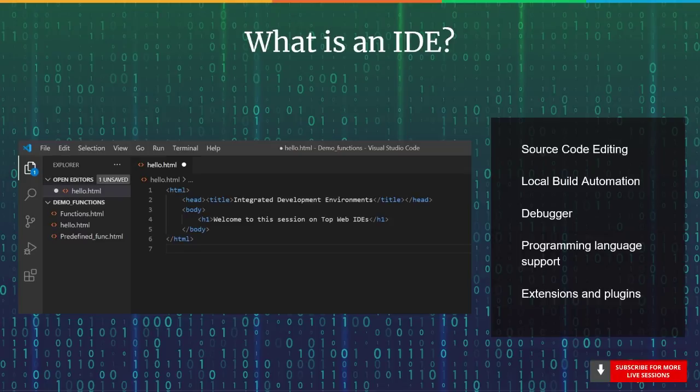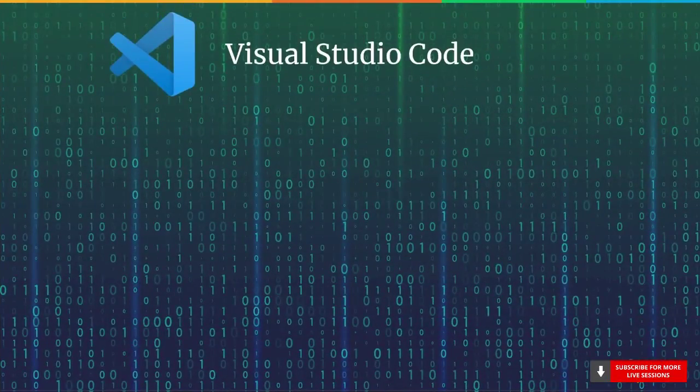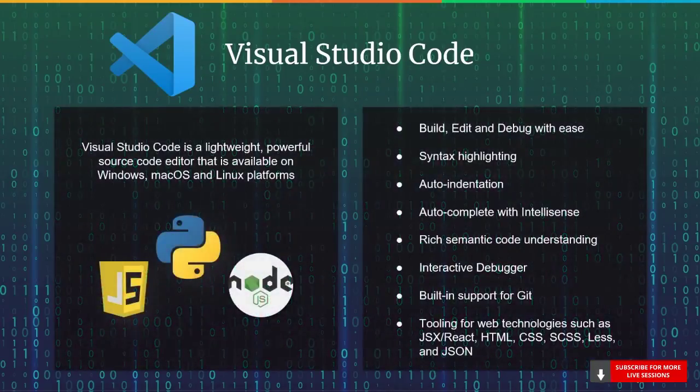So now that you have an idea as to what an IDE is and what its features are, let's go ahead and look at the best IDEs for web development. First up, we have Visual Studio Code. Now, Visual Studio Code is a lightweight, powerful source code editor that is available on Windows, macOS, and Linux platforms. It comes with a built-in support for JavaScript, TypeScript, and Node.js and has a rich ecosystem of extensions for other languages, be it C++, Java, Python, PHP, Go, and also allows runtimes such as .NET and Unity.